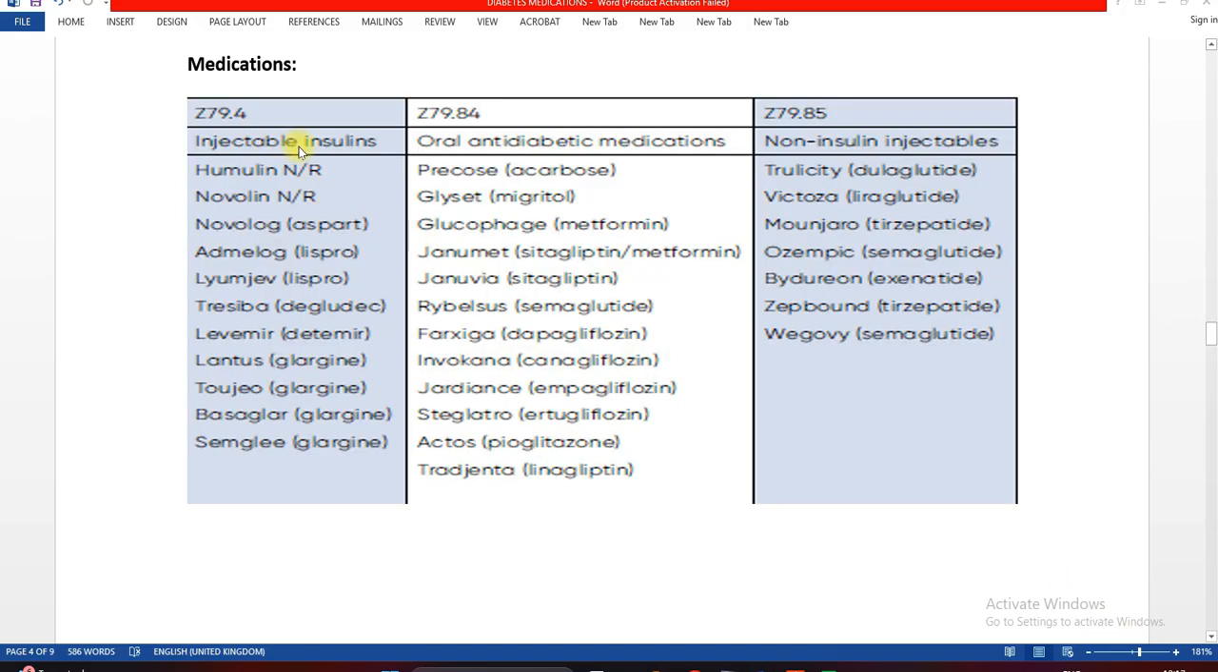These are the common medications you will see in medical coding. For example, Z79.4 is used for injectable insulin. What are the examples here? Humulin, Novolin, Novolog, Admelog, Lyumjev, Tresiba, Levemir, Lantus, Toujeo, Basaglar, and Semglee. These are the common injectable insulins. Whenever you see these types of medications in your chart, you need to code Z79.4 for injectable insulin.